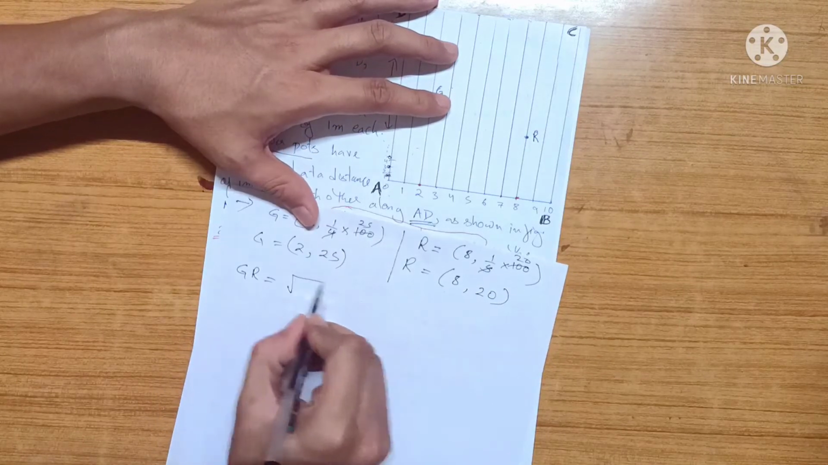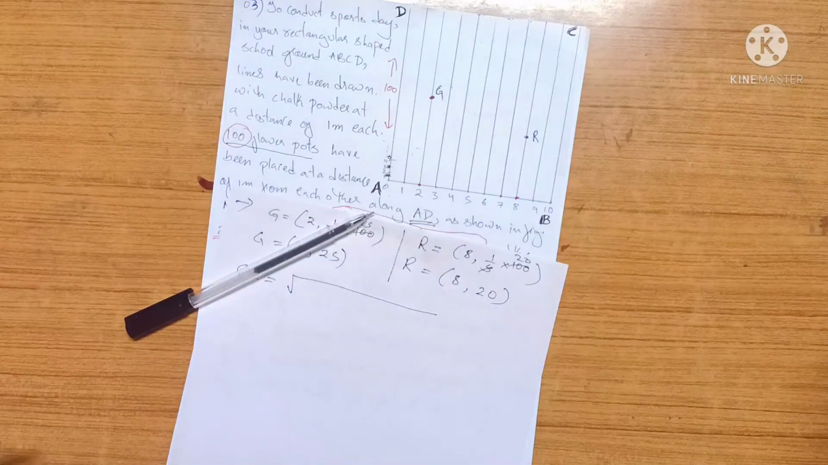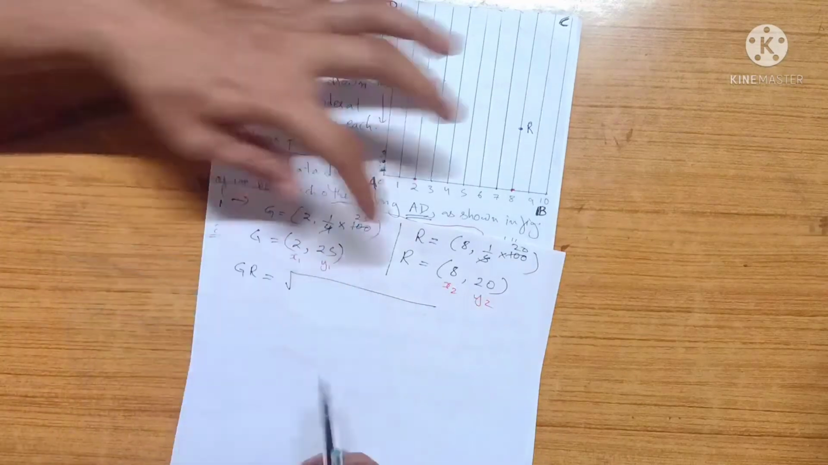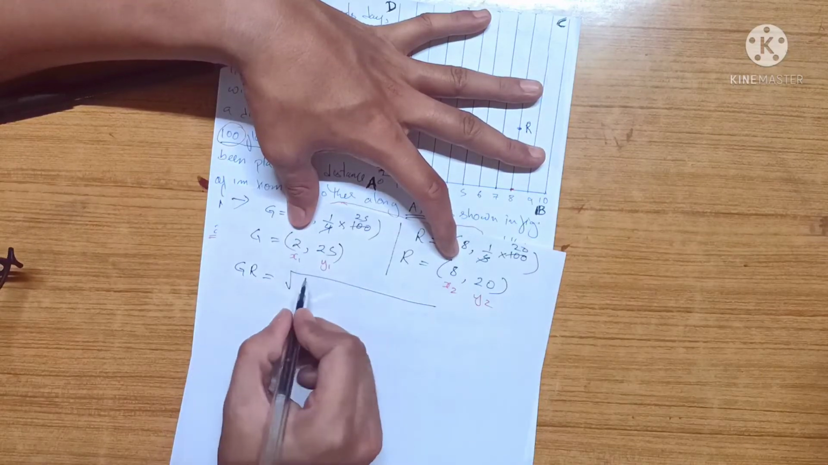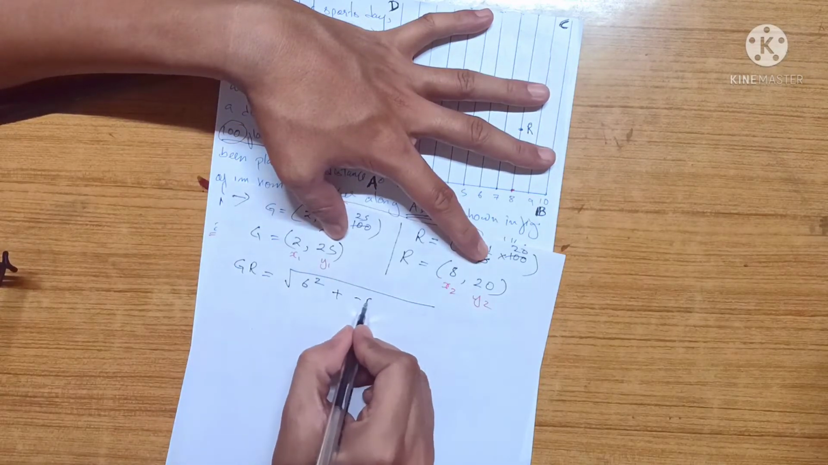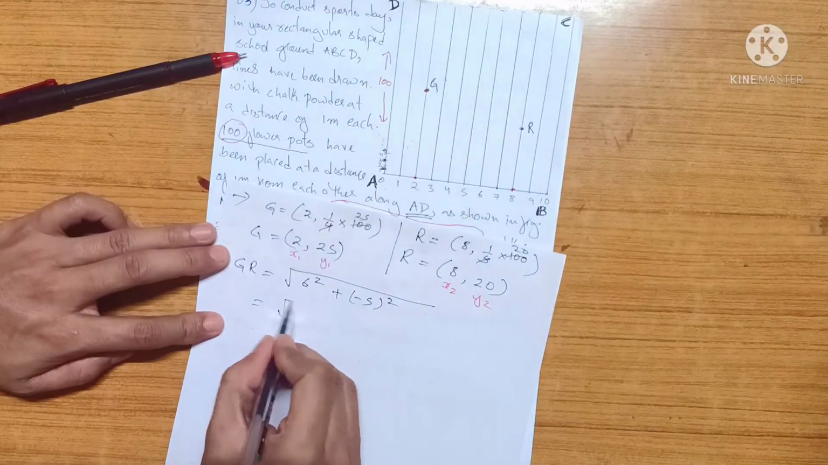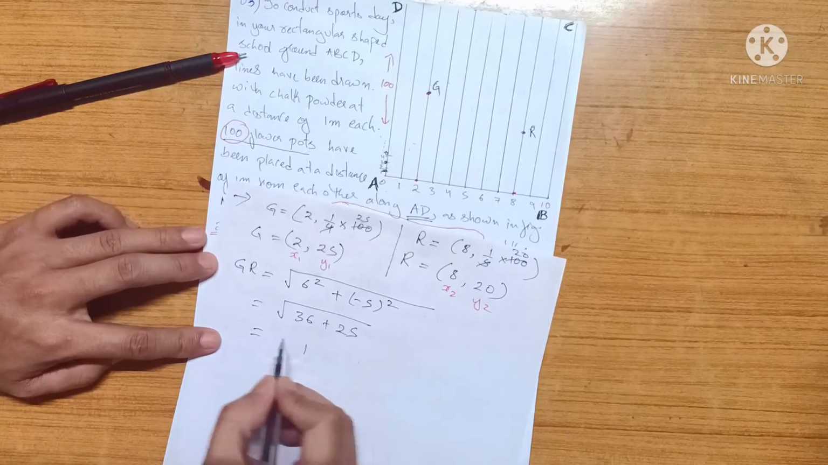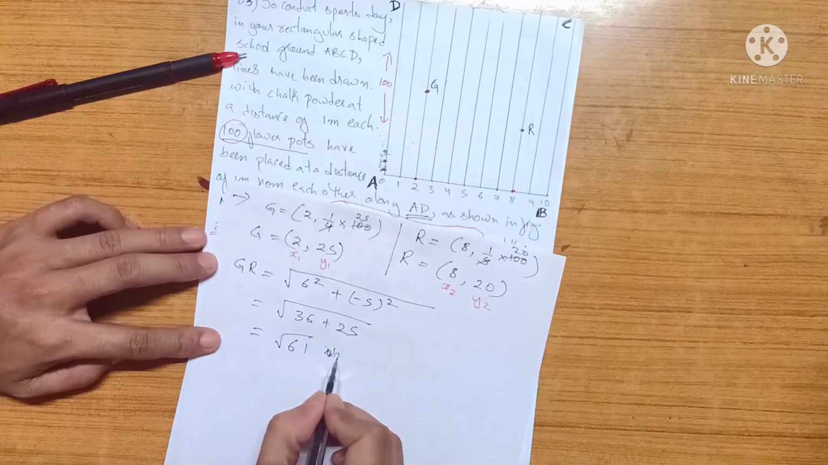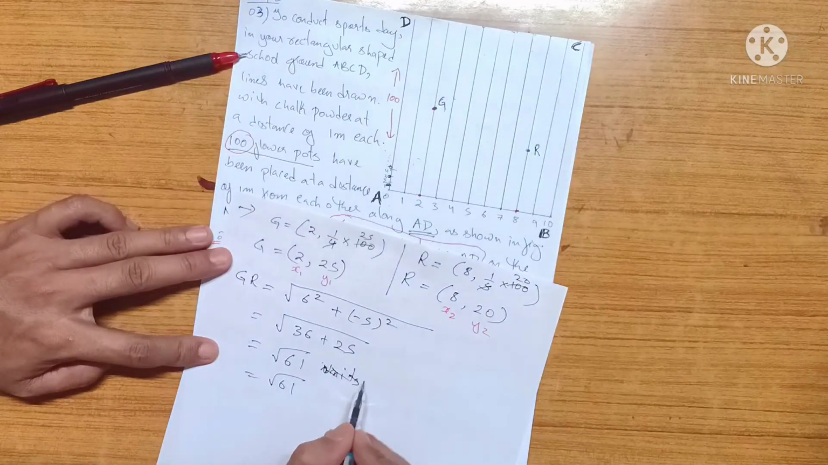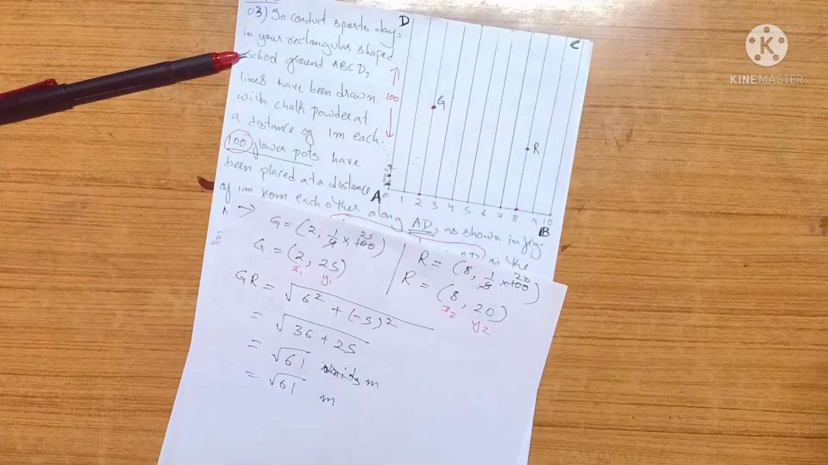So GR is equal to root over, and I'm going to mark these as x1, y1, x2, y2. So the formula was what? x2 minus x1, so 8 minus 2 is 6, squared, plus y2 minus y1, so 20 minus 25 is minus 5, the whole squared. 6 squared is 36, 5 squared is 25. If we add these, 36 plus 25 is 61, so root 61 units. Not units, I think it will be meters, because everything is placed 1 meter each. So not units but meters. Okay, so that's the distance between the two points.